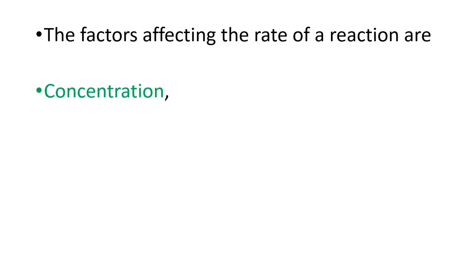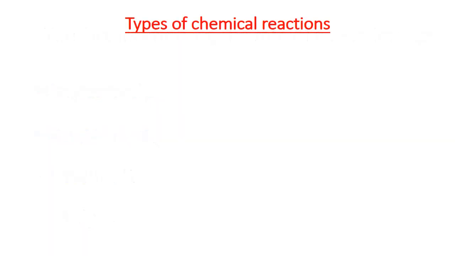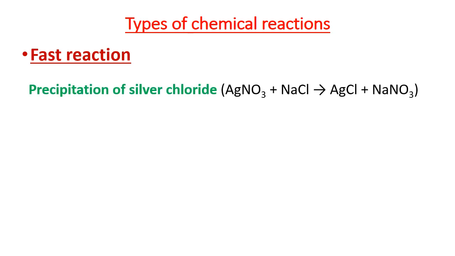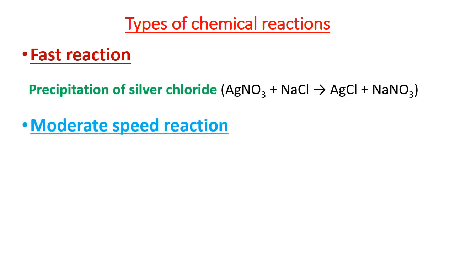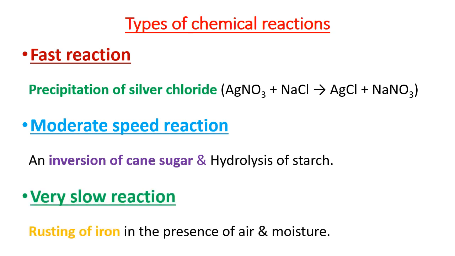The factors affecting the rate of a reaction are concentration, temperature, pressure, and catalyst. Let us know the different types of chemical reactions. Fast reaction, example is precipitation of silver chloride. Moderate speed reaction, examples are inversion of cane sugar and hydrolysis of starch. Very slow reaction, example is rusting of iron in the presence of air and moisture.